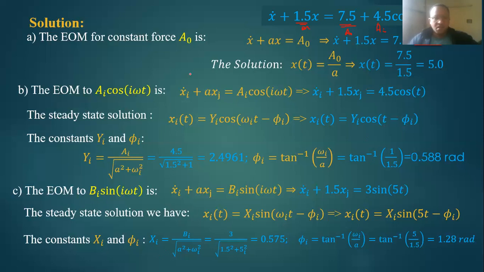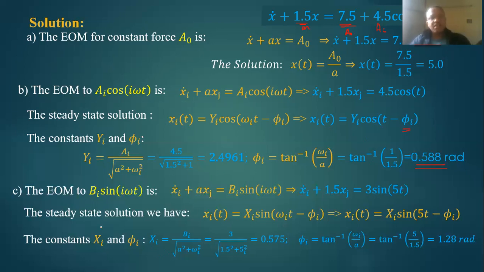Okay, so substitute ai. A is equal to 1.5. Omega, in this cosine case, is 1. Substituting it, finally we can get 2.4961. And the constant pi i in this equation means the phase angle, which is equal to tan inverse of omega over A, which is 0.588 rad. So this is pi.